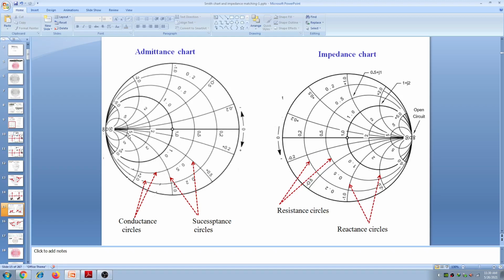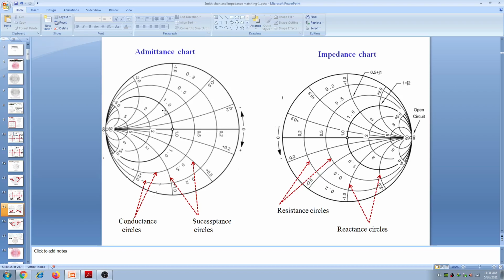And the conductance circles are these. This is a conductance circle, and this is also a conductance circle. What is the value of this one? The conductance value is 0.5. Anywhere you move over this circle, the conductance value stays the same. Over this circle the conductance is 0, and over this circle the conductance is 1. Anywhere you move over it, conductance is 1.